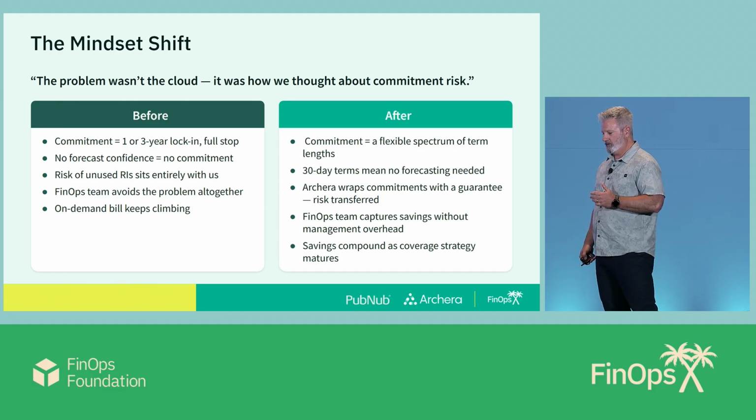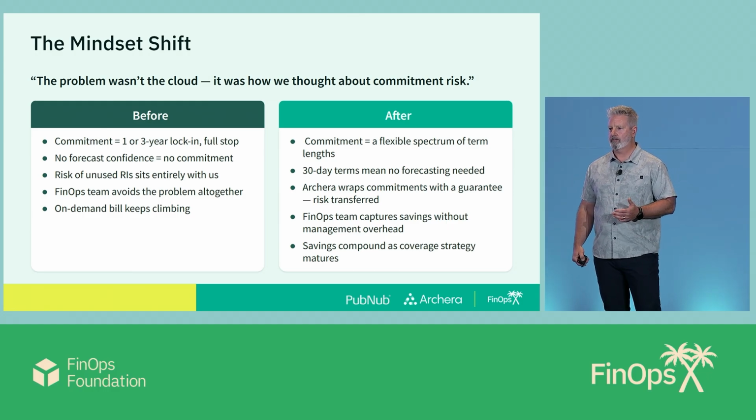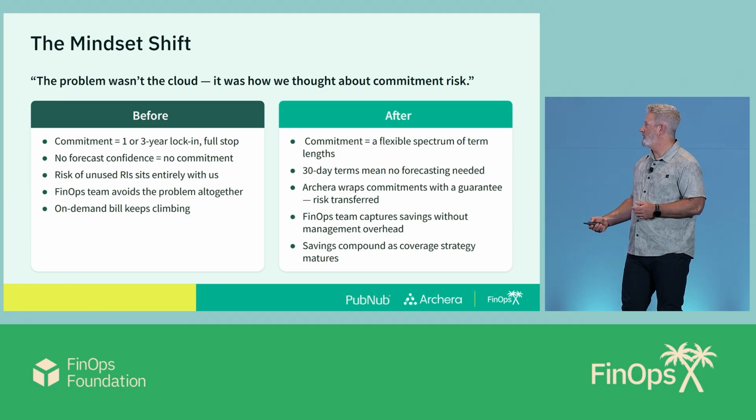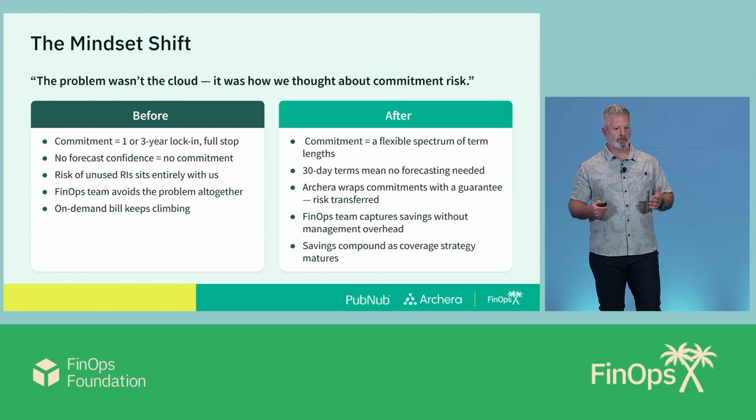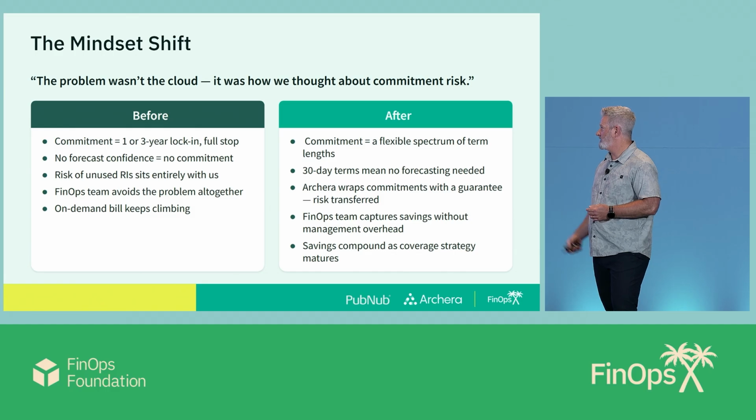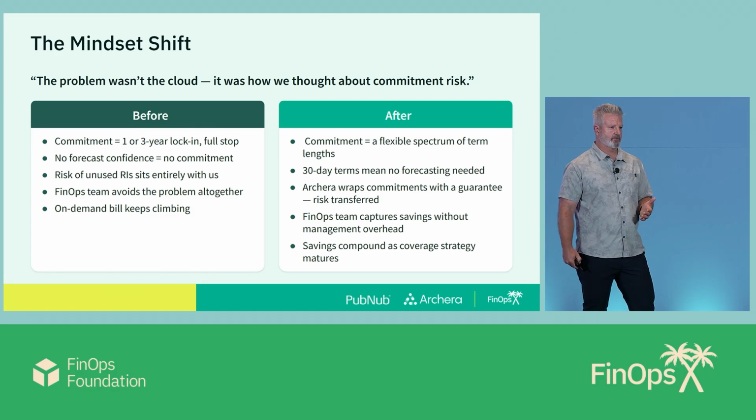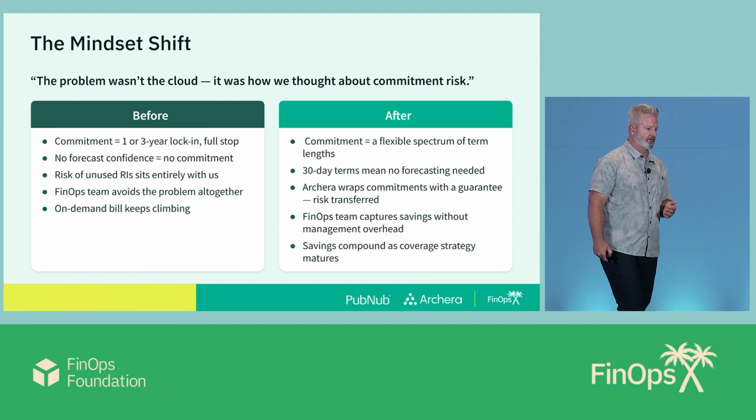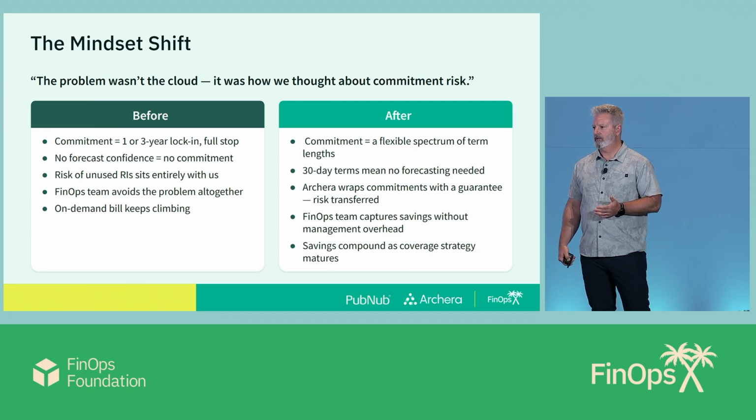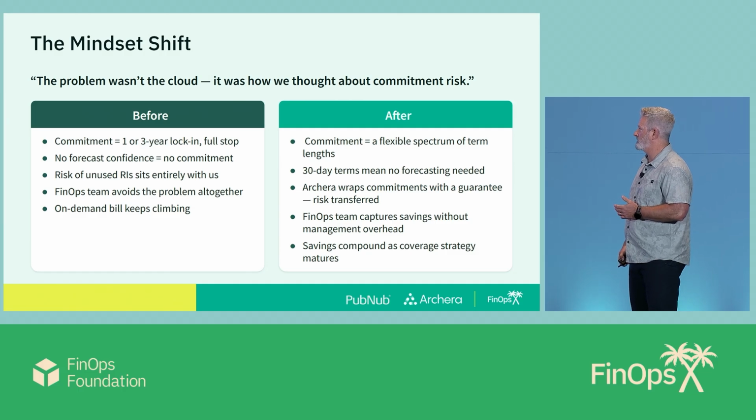When we discovered the Archera product, we really had to start thinking about this mind shift in a really different way. We needed to think about how our commitments could be broken up into a spectrum of purchases versus a single one-time buy. We also had to think about what that means for our forecasting. How do we forecast differently, knowing that we now have this optionality, and that we're not tied to the very long commitments that always slowed down our ability to make decisions?